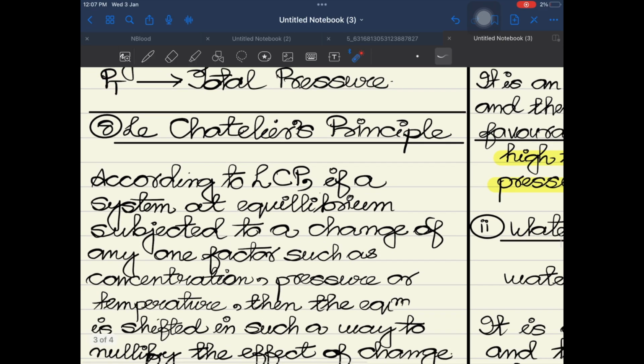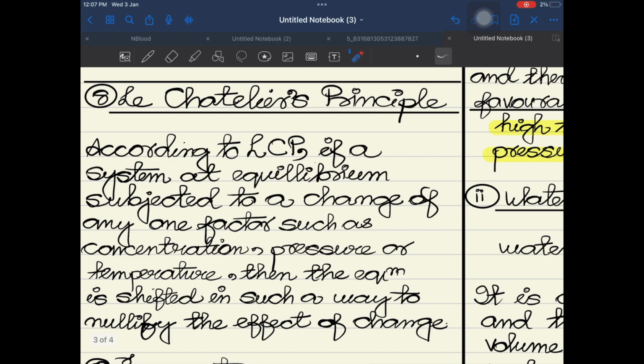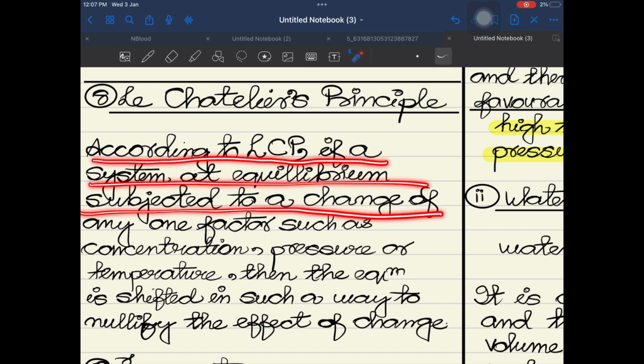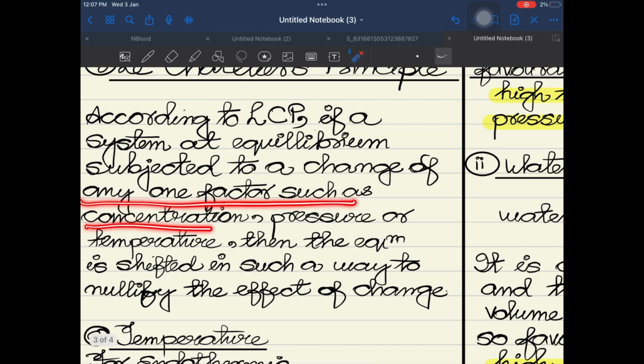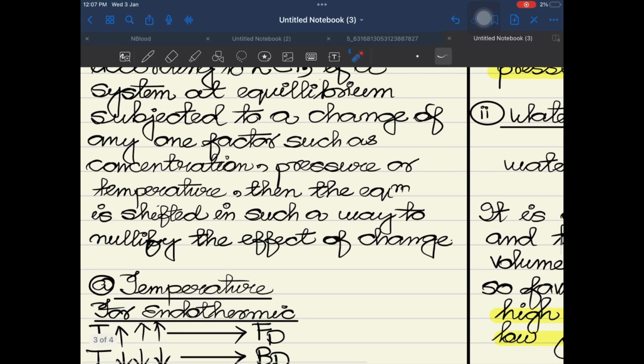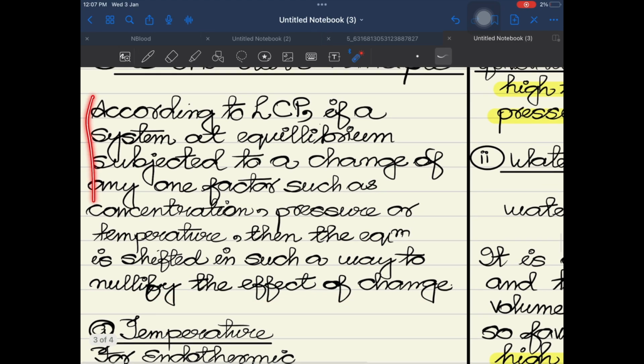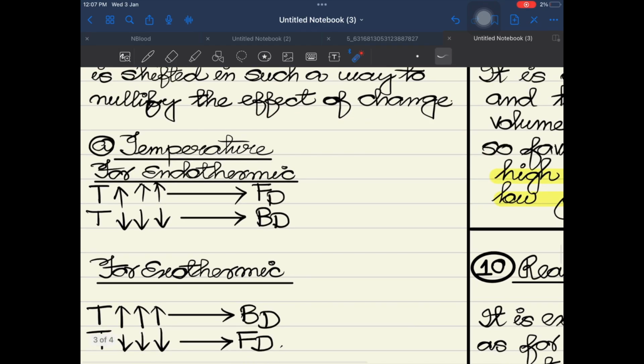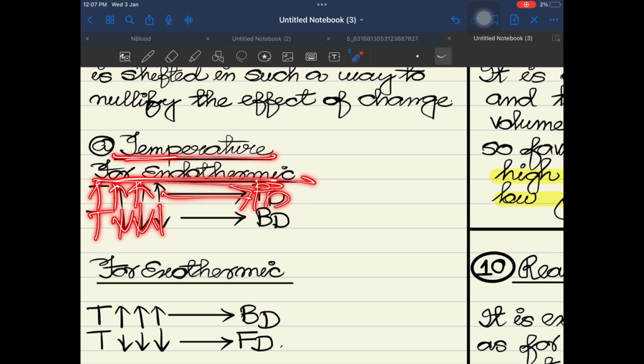Now the next point, that is Le Chatelier's principle. According to Le Chatelier's principle, if a system at equilibrium is subjected to a change of any one factor such as concentration, pressure or temperature, then equilibrium is shifted in such a way as to nullify the effect of the change. So this is Le Chatelier's principle. Now, in case of temperature, for an endothermic reaction, if we increase the temperature, then equilibrium will shift towards the forward direction. If we decrease the temperature in an endothermic reaction, then equilibrium will shift towards the backward direction.